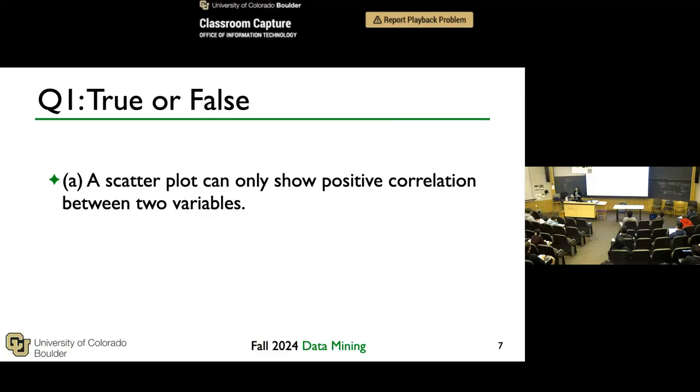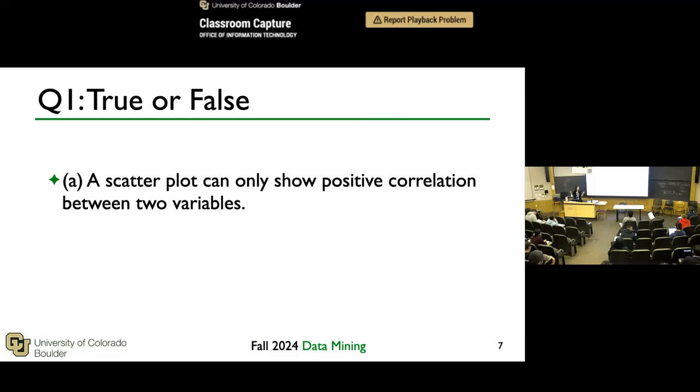Okay, first one, scatter plot. So the question says, the statement, a scatter plot can only show positive correlation between two variables. Okay, so this is basic testing. What is a scatter plot? We did that in our homework. A scatter plot shows two variables, x and y. You see the dots in this 2D space. Once you have these dots, then you can see potential relationship.